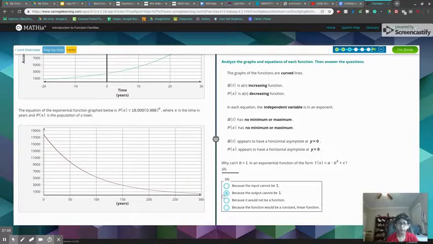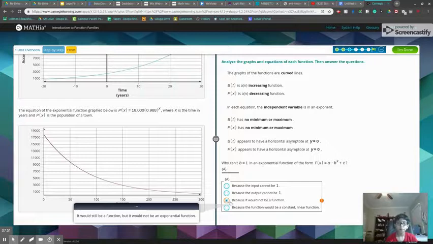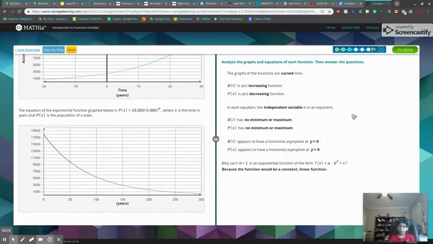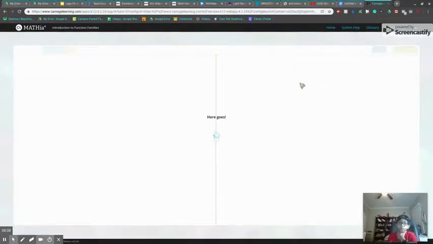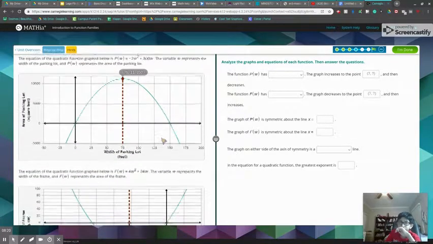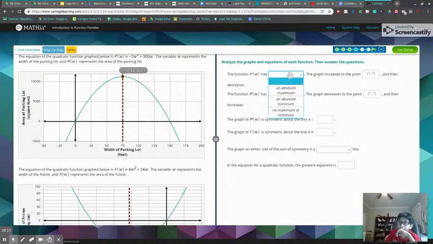I think because it wouldn't be a function, maybe? No, it would still be a function, but it would not be an exponential function. Oh yeah, it would be constant. How did I not see that? Quadratic functions. Okay, the function PW, which I'm guessing is this, has an absolute maximum, because that's the maximum.